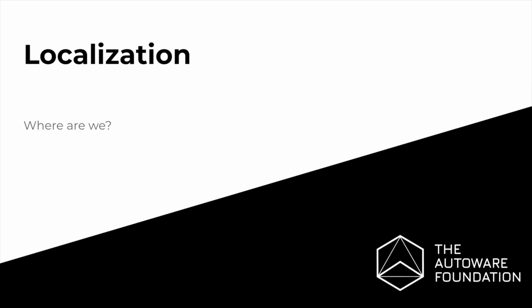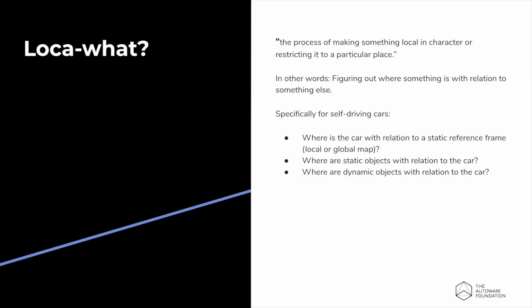Once again, thanks for joining us for this talk on localization. So we're going to start with a general overview, and the first question you're probably asking yourself if you aren't familiar with it is, what is localization? So the dictionary definition is the process of making something local in character or restricting it to a particular place. But that is a pretty terse description, so in easier to understand words, figuring out where something is with relation to something else.